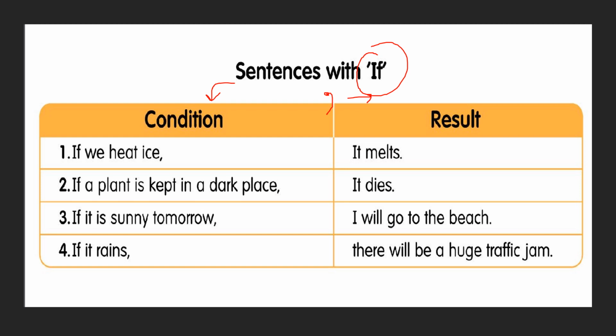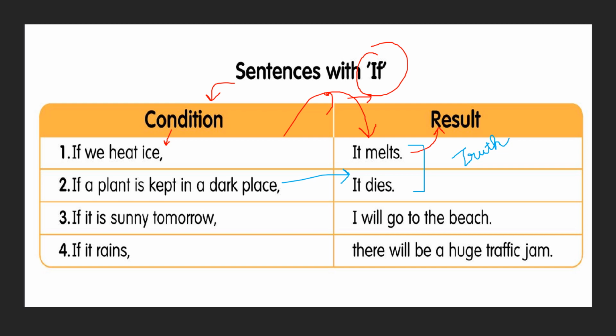First, if we heat ice. So the first condition is if we heat ice, what will happen after this? It melts. So this is basically the result, right? Secondly, if a plant is kept in a dark place, it dies. So this is also something true. If I read both the sentences, they are telling about the truth. A universal agreement, I would say. You will also agree with me that this is going to happen.